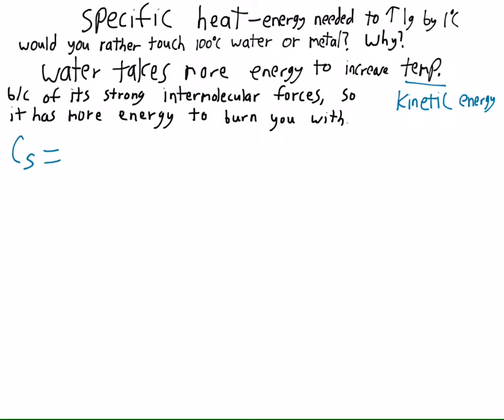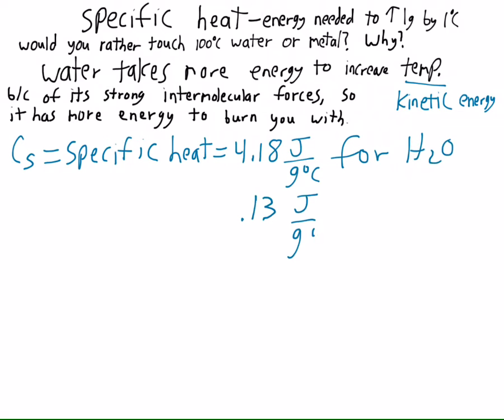So I say C sub S, some books say C sub S, I think your book says C sub P, some people just say C. It's all specific heat, the energy to raise 1 gram of something by 1 degree Celsius. The P means it's at constant pressure. So the specific heat of water is 4.18 joules per gram degree Celsius.